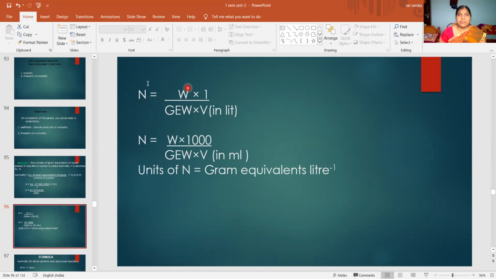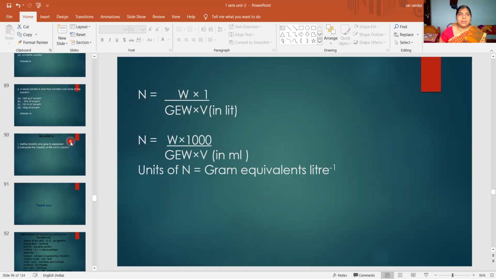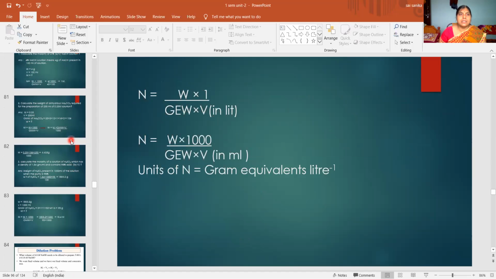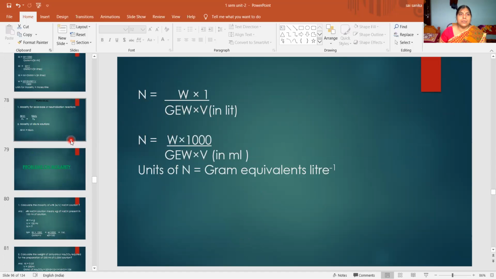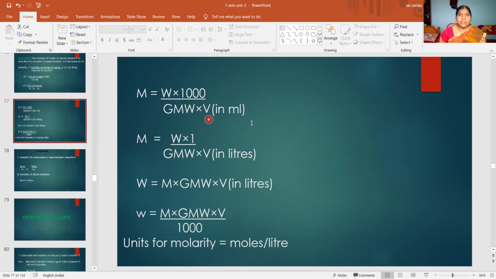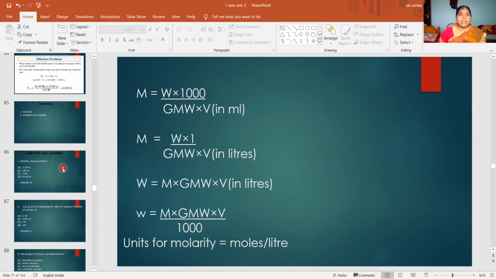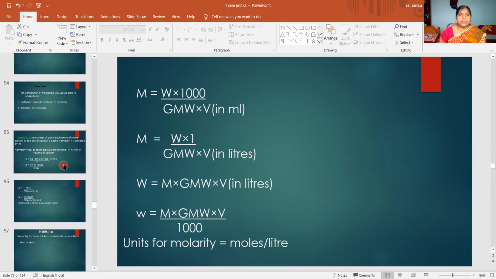So what is the difference between normality and molarity? Normality is given by the formula W by GW into 1 by V in liters, whereas molarity is given by W by GMW into 1 by V in liters, or W by GMW into 1000 by V when V is in ml. That is the difference between normality and molarity.